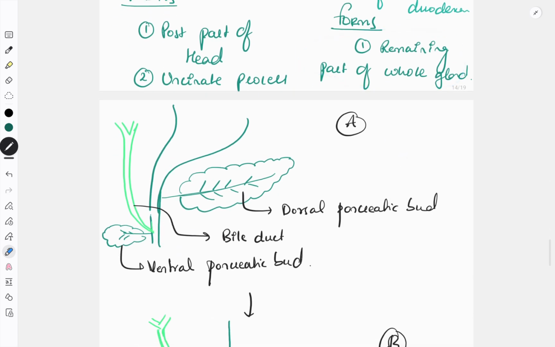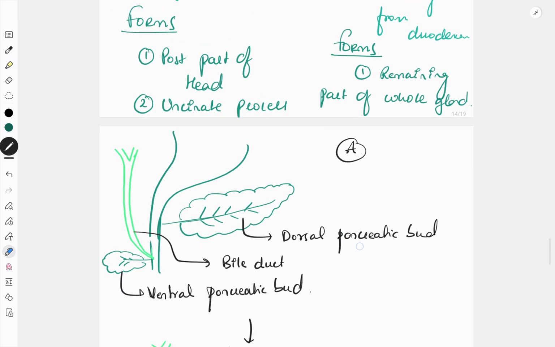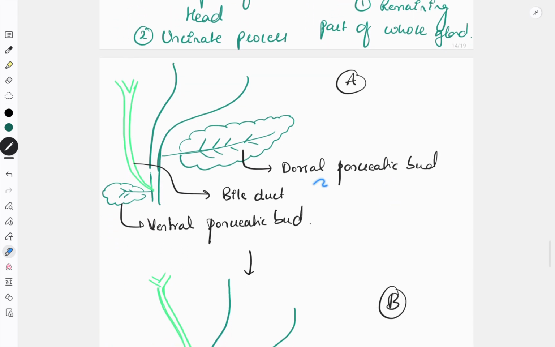Look at this diagram, it will be more clear now. This is the dorsal pancreatic bud. This entire thing is the dorsal pancreatic bud. This is the bile duct, and this is the ventral pancreatic bud. As I have mentioned here, the ventral pancreatic bud is smaller, as you can see, and it arises in common with the hepatic bud of the liver. And the dorsal pancreatic bud is larger. It arises more proximally directly from the duodenum. So this is how it is present.